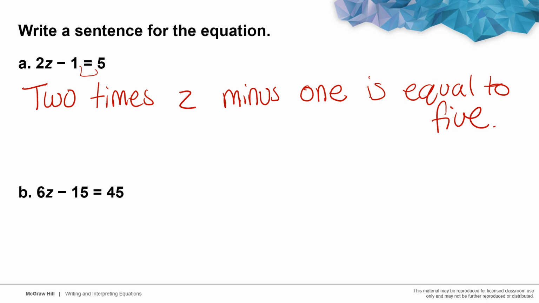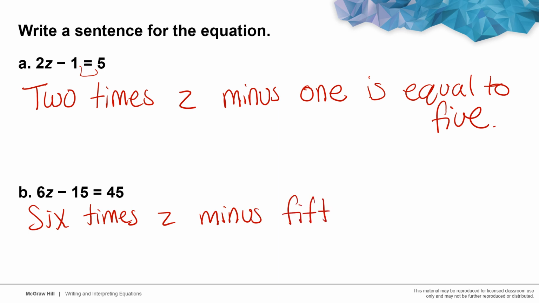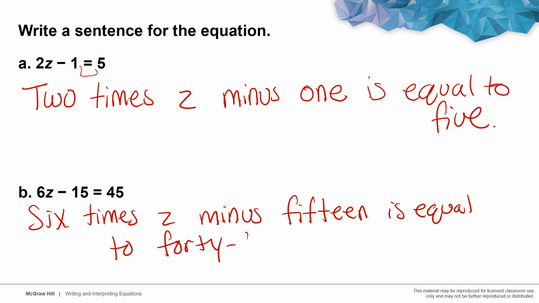Caden, you want to go? 6 times z minus 15 is equal to 45. All right, so Caden, 6 times z minus 15 is equal to 45. Did anyone write anything different for any part of that? Nobody?